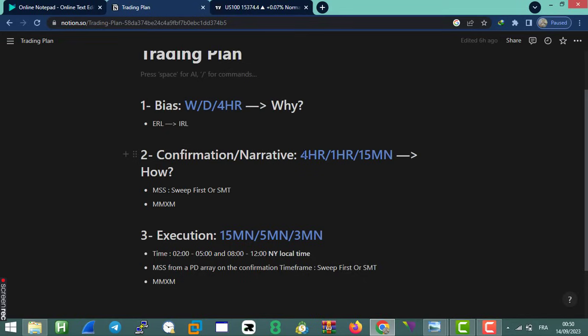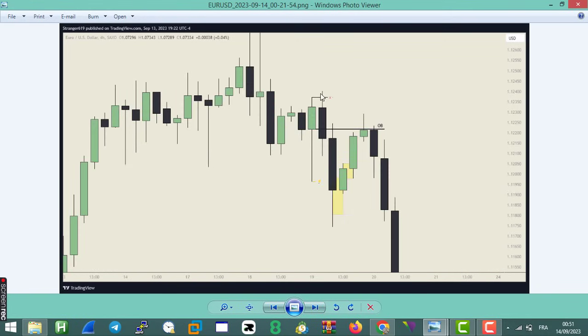Next, we go, for example, on the 4-hour chart, and we look for a sweep first and then a market structure shift. And as you can see here, we have that market structure shift breaking this swing right here, and we have a sweep on a recent swing high before this displacement. This displacement left a fair value gap behind and an order block.